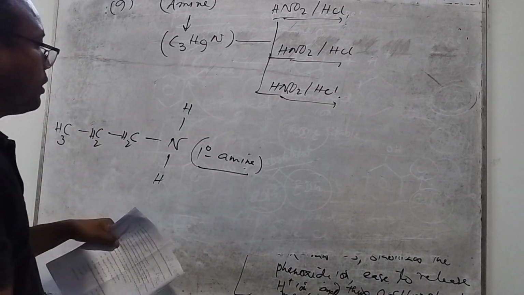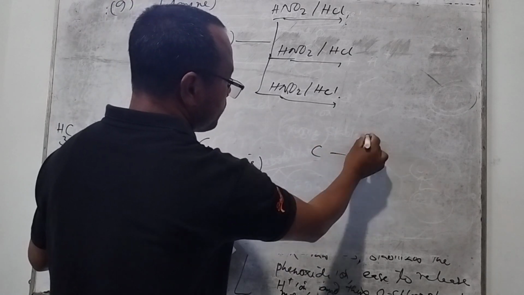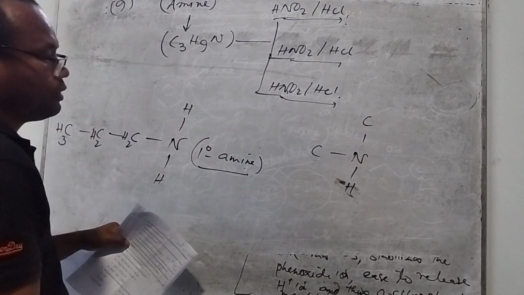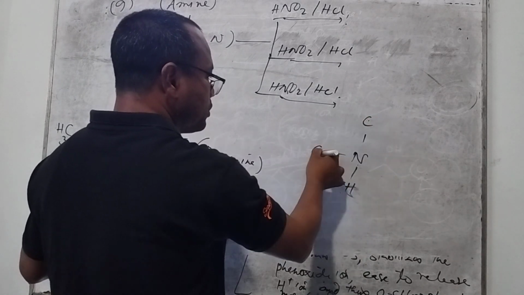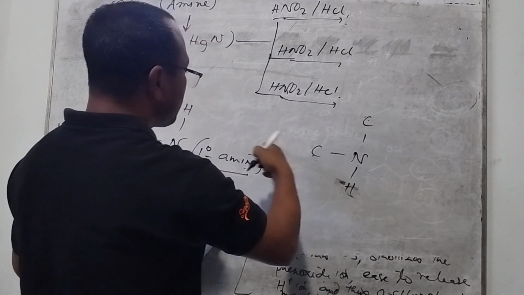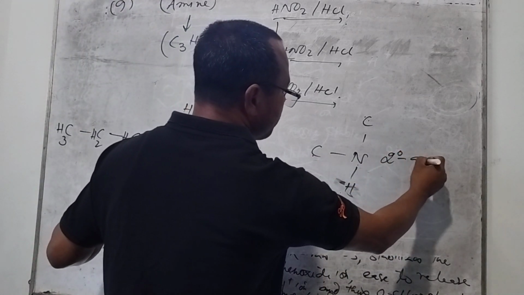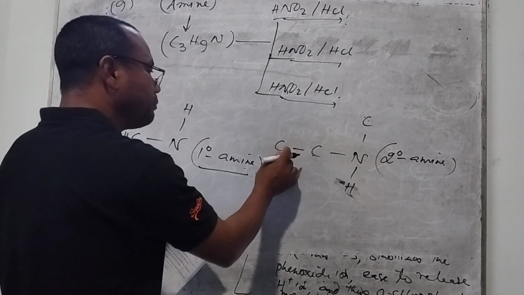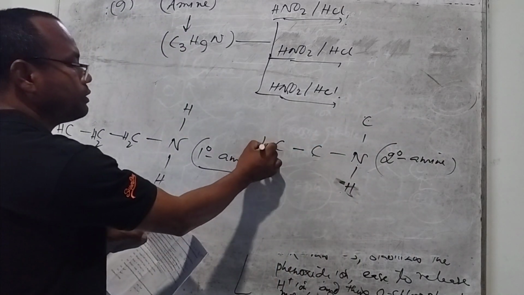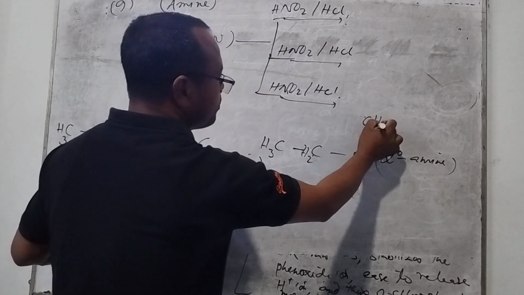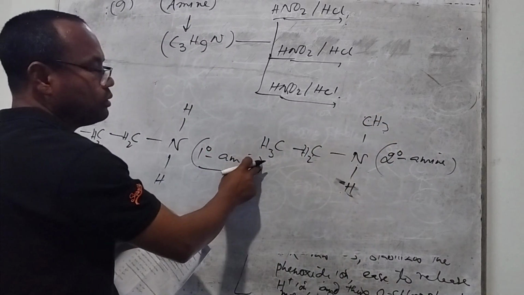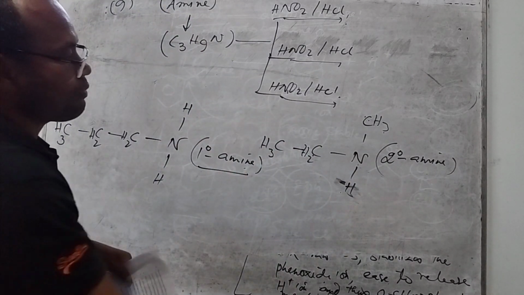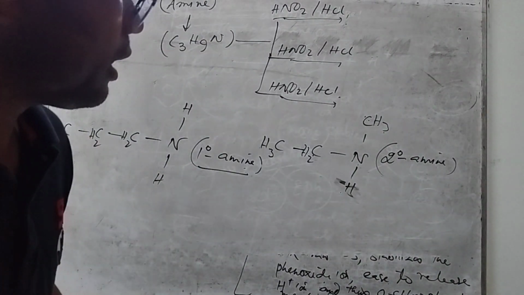Another one: if the nitrogen is bonded with two carbons and one bond is bonded with hydrogen, that type of amine we call a secondary amine. There are 3 carbons, so the remaining carbon can be bonded here or here. Let me complete the hydrogens: 3 hydrogens, here 2 hydrogens, here 3 hydrogens. That is 9, the same number of hydrogens. These types of amine we call secondary amine.